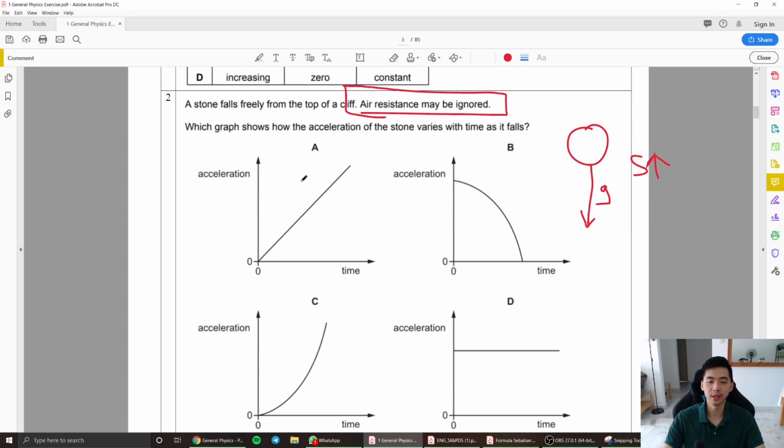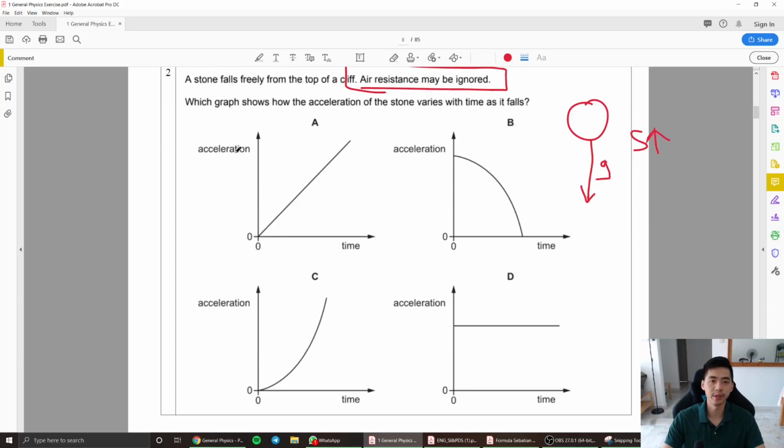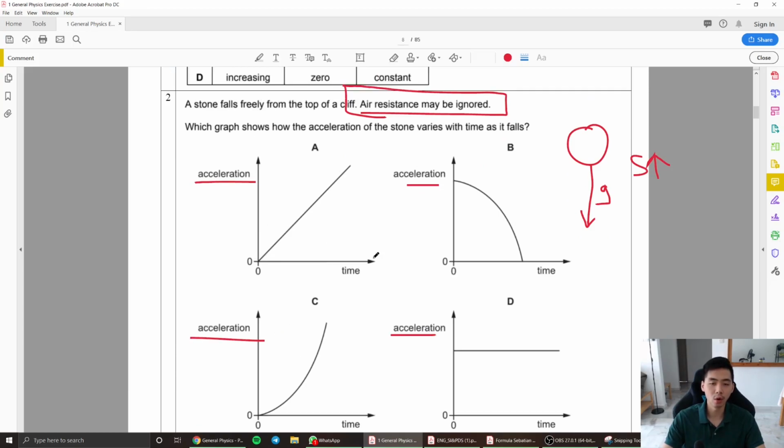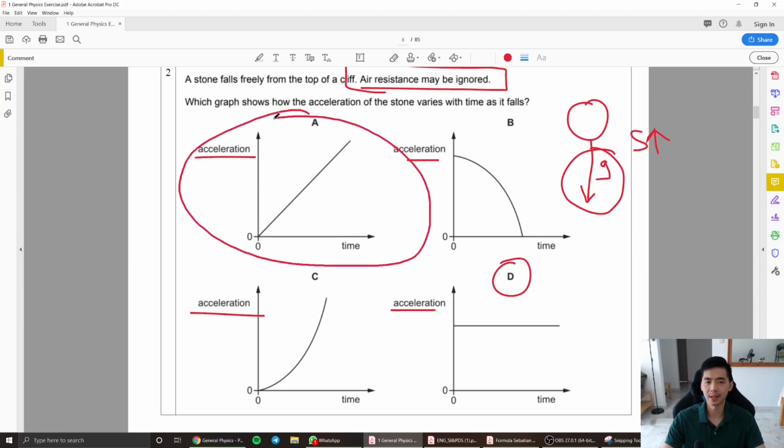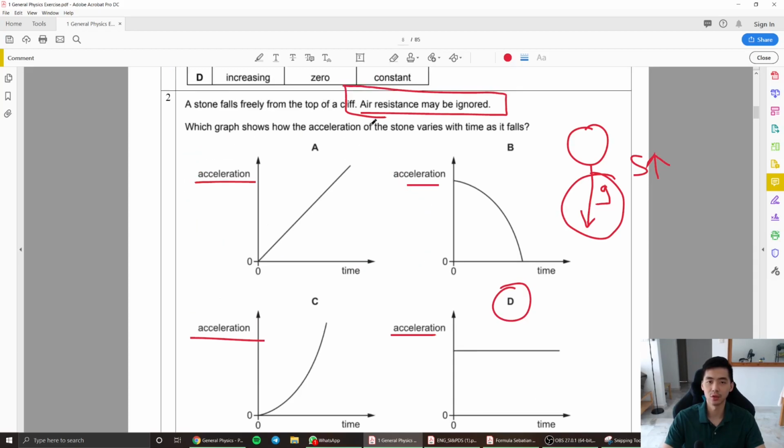But if you notice at these answers here, it's actually not a speed time graph. All of it is an acceleration time graph. And if they are all acceleration time graphs, and I mentioned that the acceleration of the object is due to gravity, which is constant, the answer should be this one here. A lot of students have a high tendency to circle the other as the answer as soon as they see air resistance may be ignored. Please be careful of the axis given. The information from the axis given is very, very important.